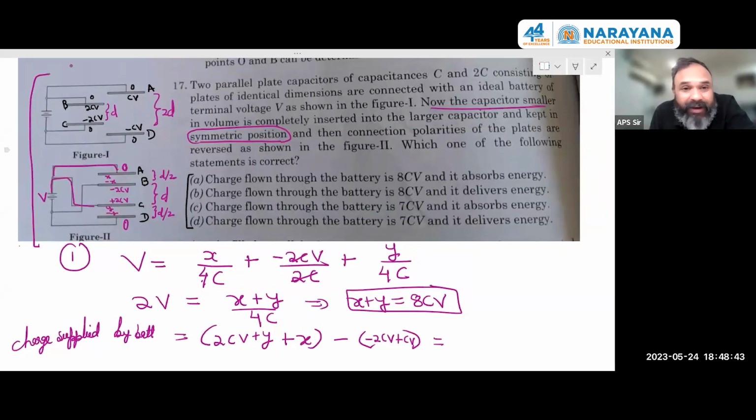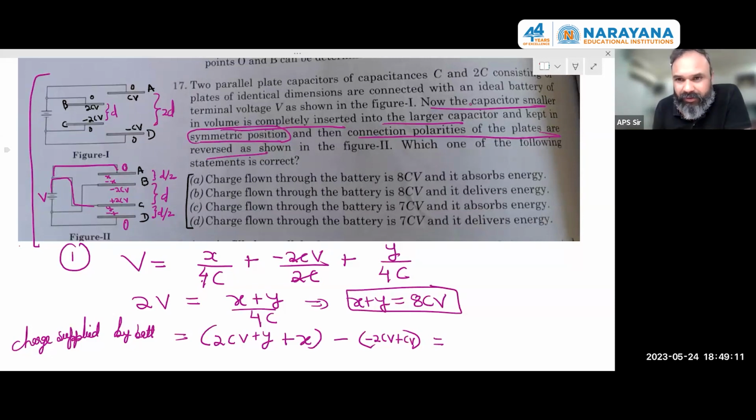You are saying now the capacitor in the volume is completely inserted into the larger capacitor, kept in a symmetric position, and then connection polarities of the plates are reversed. So what I've done is, I've taken B inside, I've taken C inside. B is now connected to the lower side. This connection is lost. He has connected it to the lower side, and C is connected to the upper side. That's what he has done.